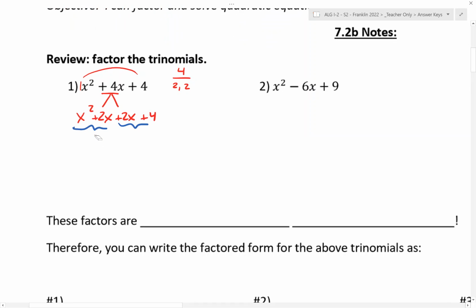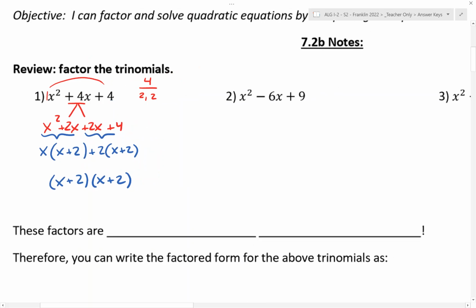So out of the first two here, x squared plus 2x, we can take out an x. We're left with x plus 2. Out of the second set, we can also take out a 2, leaving x plus 2. And then our final factored form is x plus 2 times x plus 2. Okay, not bad.